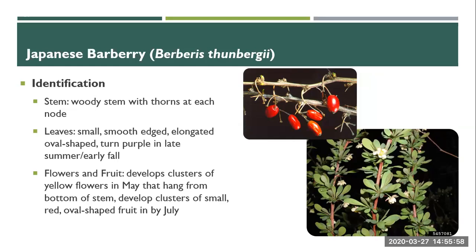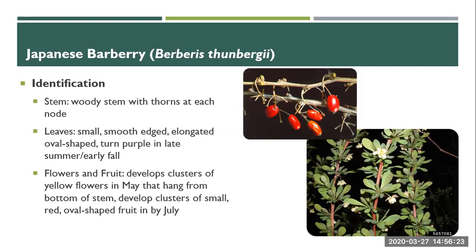Japanese barberry is another common invasive species that might be found in your yards. It has a woody stem with these thorns at each node. And the leaves are small, smooth-edged, and have this elongated oval shape, as you can see in the picture. And they turn this really pretty purple color in the fall.